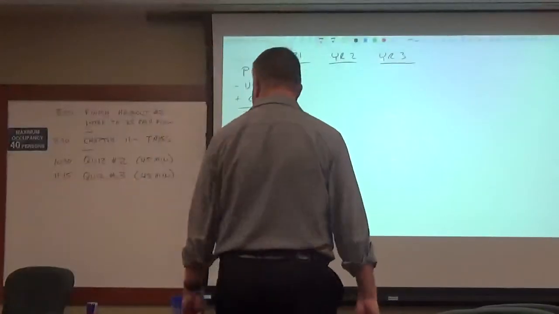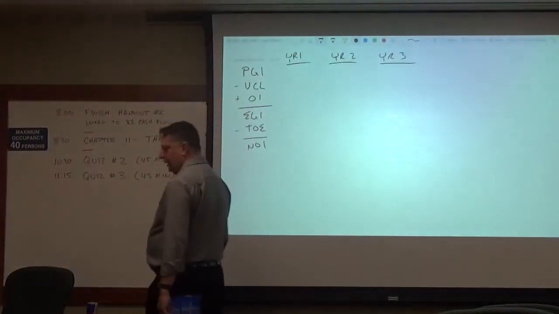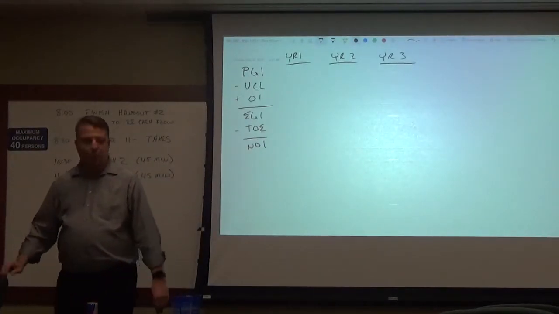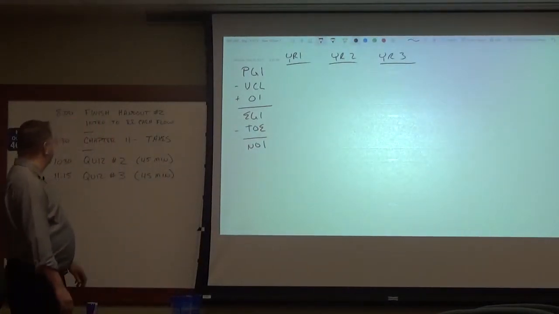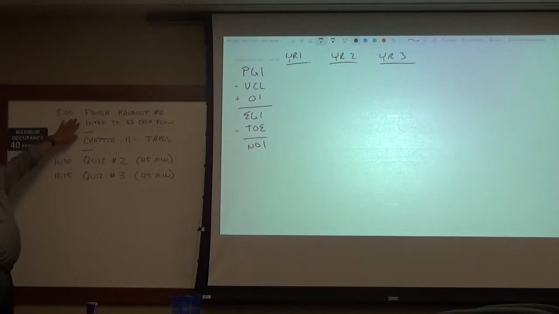Okay, so here's where we are. This morning, the plan of attack is as follows. We're going to finish up with handout 2, the introduction to real estate cash flow. Spend probably about 30 minutes on that at the most, and then we'll migrate over to the new material for today on taxation. Spend a couple of hours on that, and then we will jump into quiz number 2 and then quiz number 3.